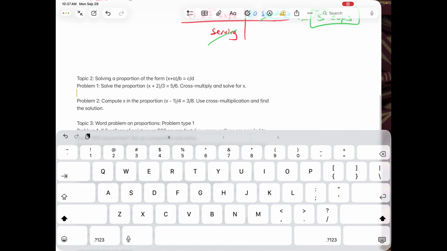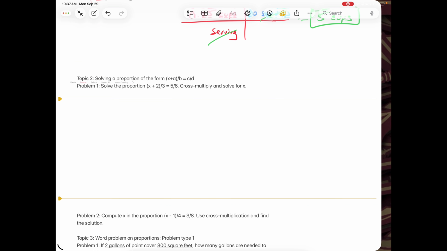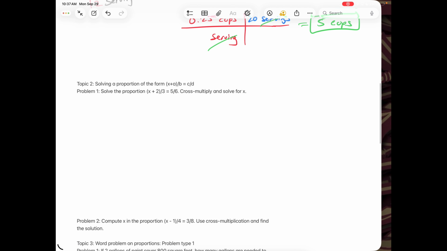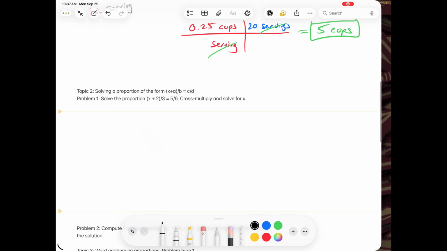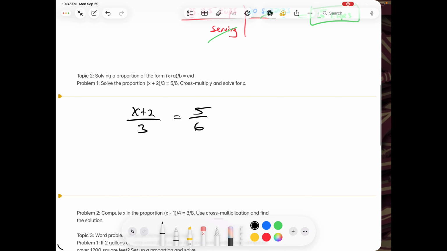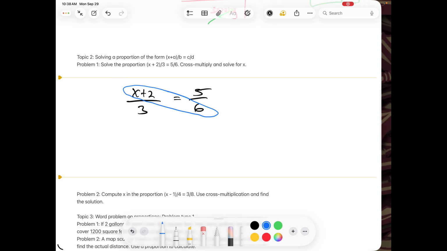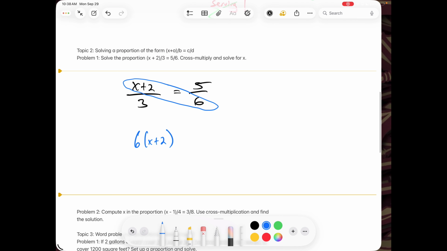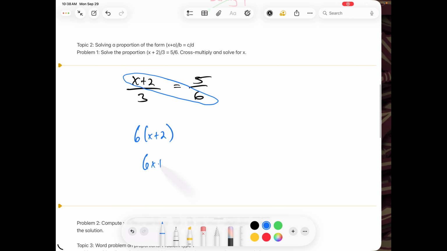All right, cross multiplying, solving a proportion. Sorry, it started me off with a harder one here. I thought maybe there'd be an easy one. x plus 2 over 3 equals 5 over 6. Proportions is the main part of this application assignment. What you have to do is cross multiply. Cross multiply means you take the top one on the left and the bottom one on the right. So this would be 6 times (x plus 2), or you can distribute it out and it would be 6x plus 12.